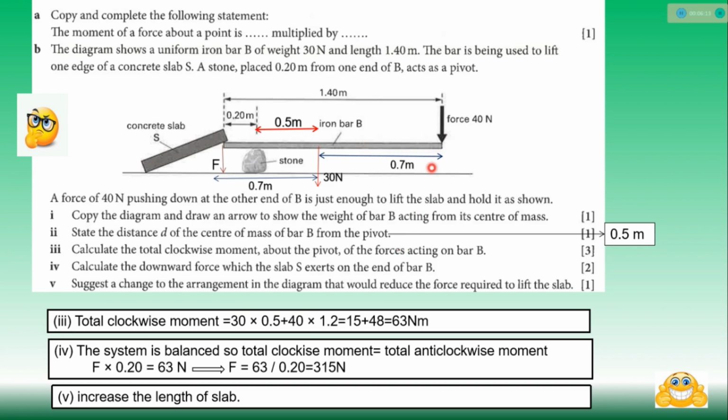So the force required to lift the slab will be, the magnitude of the force will be reduced.